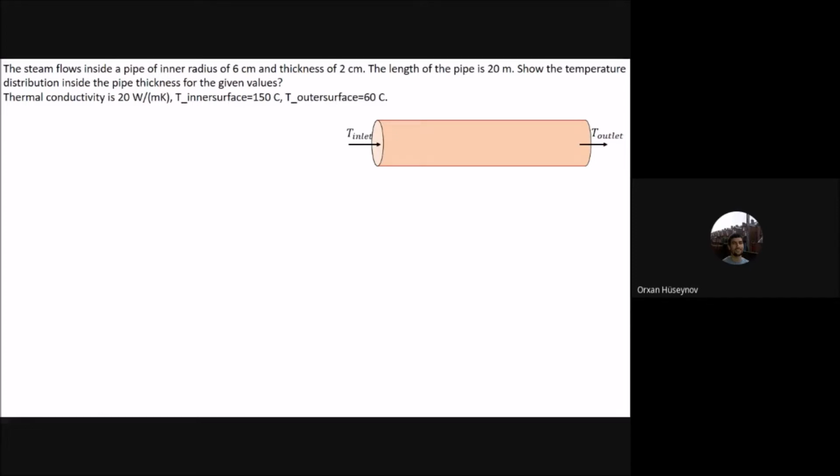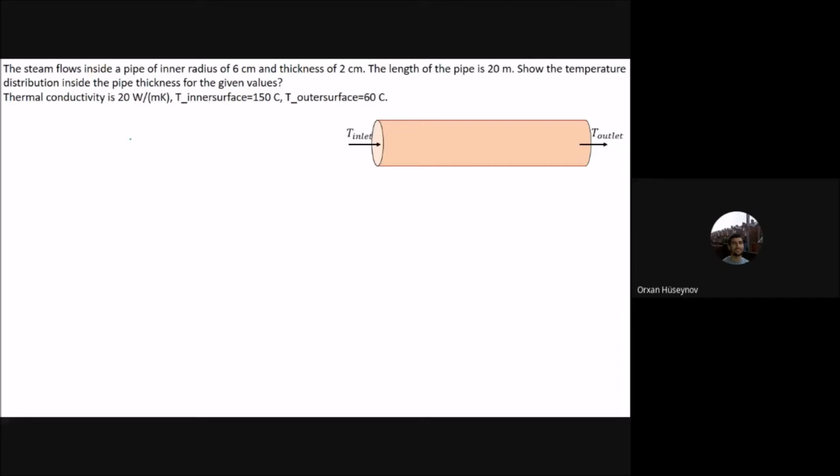We have one more question here. The question is that we have steam that flows inside a pipe, with an inner radius of 6 centimeters and a thickness of 2 centimeters, and the length of the pipe is 20 meters. Show the temperature distribution inside the pipe thickness for the given values. The values given in the question are not important, because at the end you will have the general expression, and for that general expression you will find different values depending on the question. But for completeness of the question, we have just given the values.